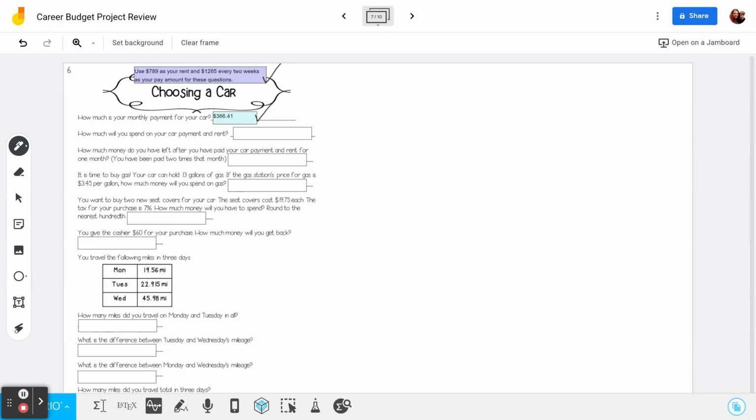So how much would you spend on your car payment and your rent? You're going to actually add up your rent. I'm sorry, that's not your rent.